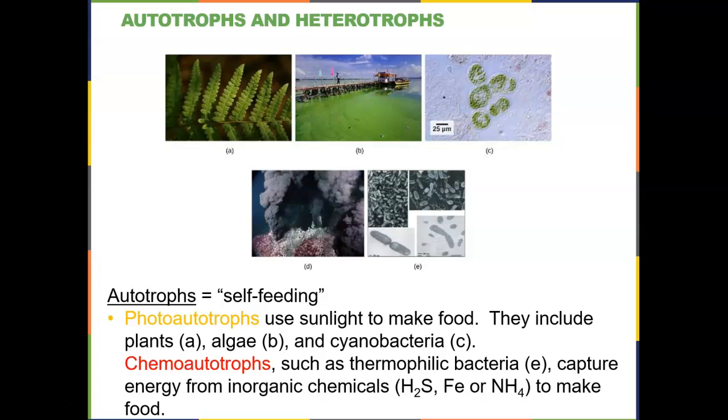There are also chemoautotrophs, like some of the archaebacteria shown in E and D, and these will utilize inorganic chemicals like hydrogen sulfate, iron, and ammonia to make food.